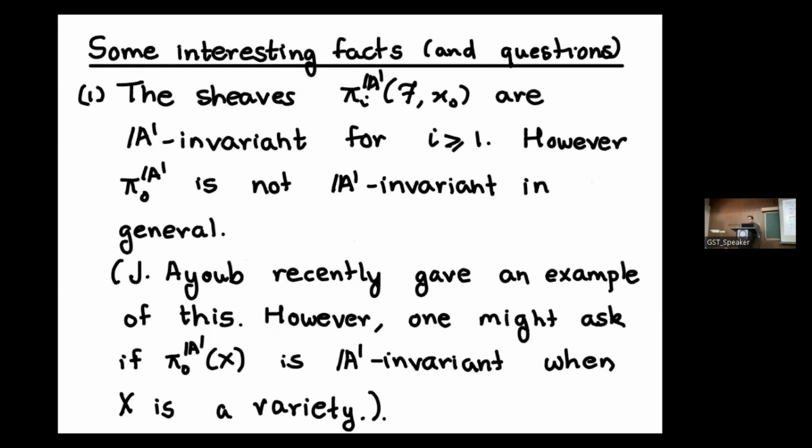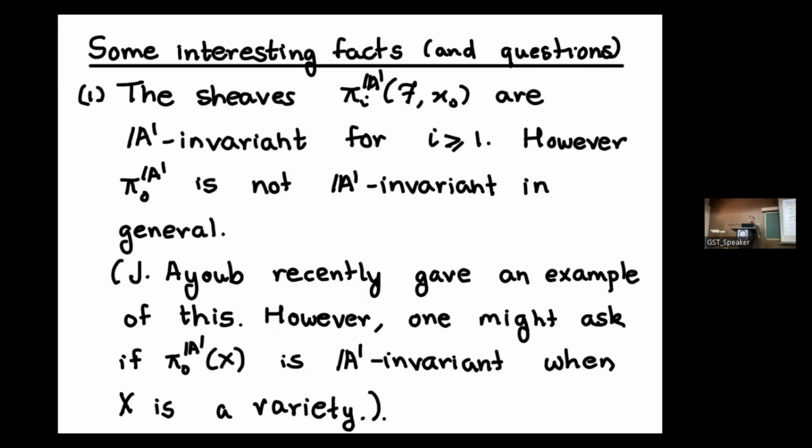Now I'm just going to list out some interesting facts and some questions. These pi i A1s are A1 invariant for all i greater than 1. What is A1 invariant? A sheaf is A1 invariant if when you evaluate it on X, or you evaluate it on X cross A1, it is giving you the same thing.